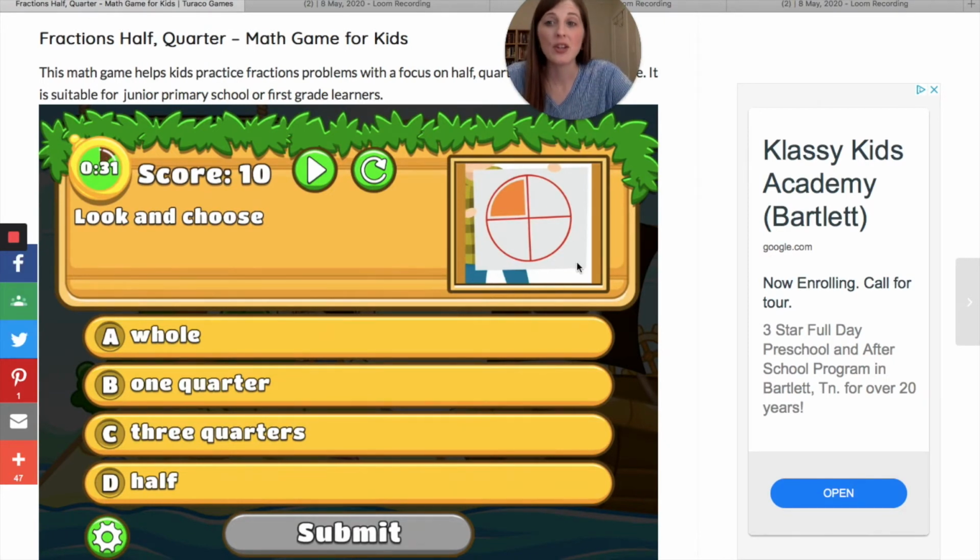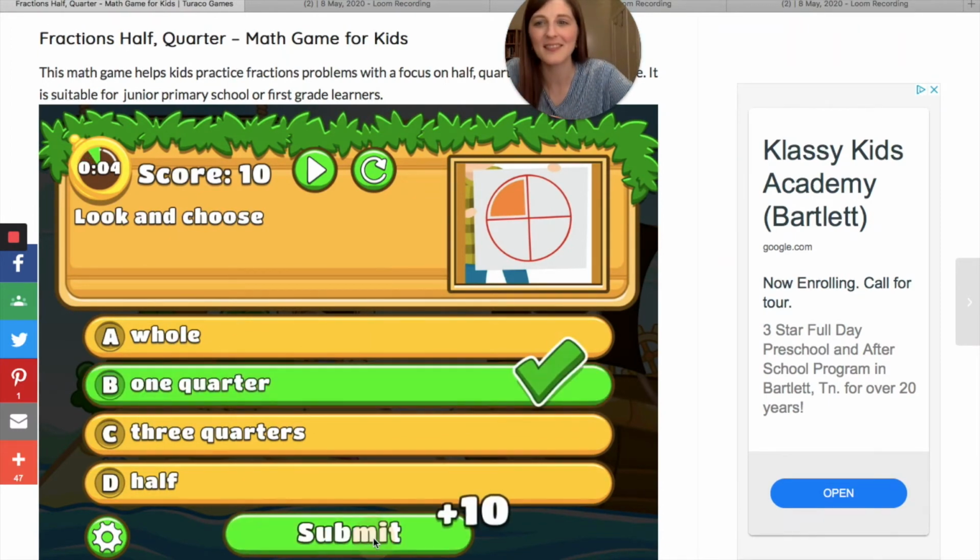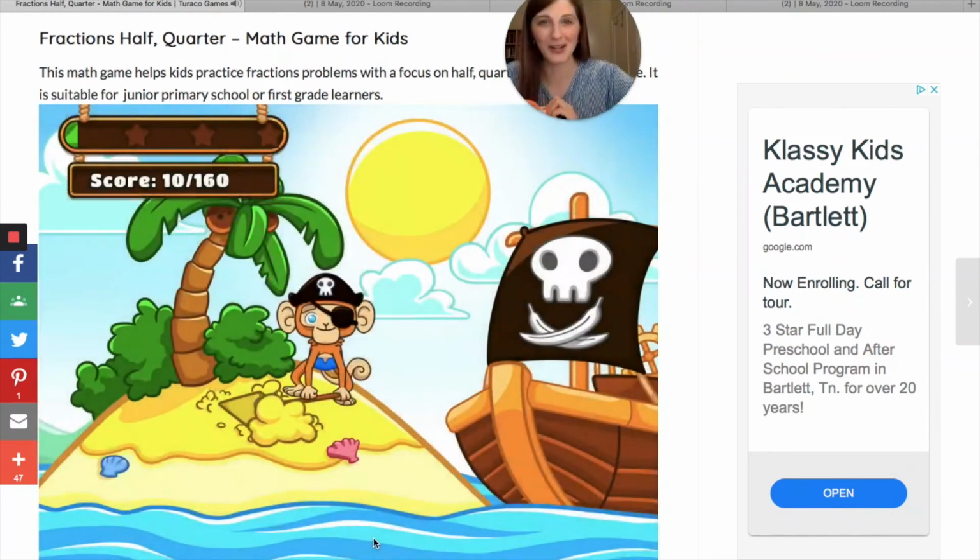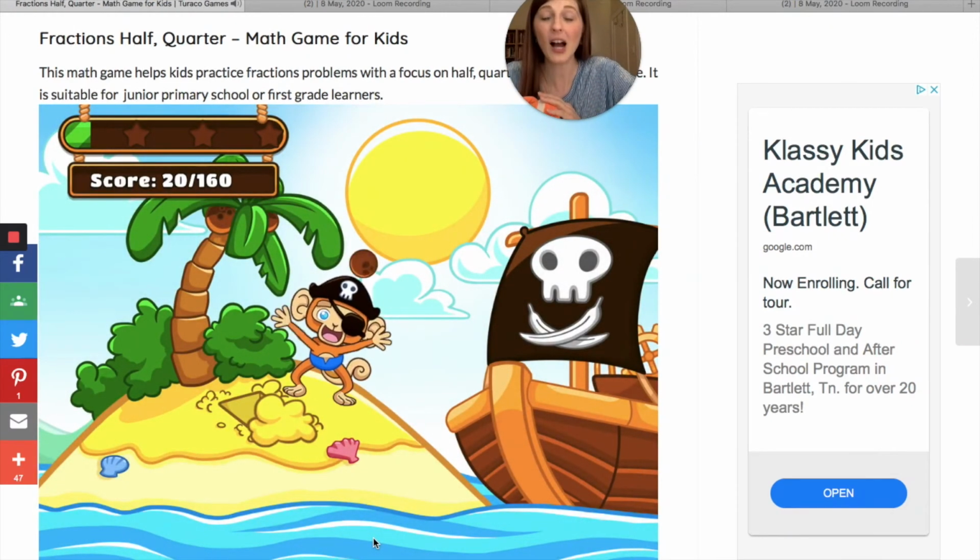Okay, so we need to decide, is this a whole? Is it showing us a whole is shaded in? 1/4 shaded in? 3/4 shaded in? Or half? So first we need to see how many pieces it's cut into. It's cut into 4, and only one of them is shaded in. What's the answer, boys and girls? 1/4! Good job! Let's see what treasure we're gonna win. A coconut!